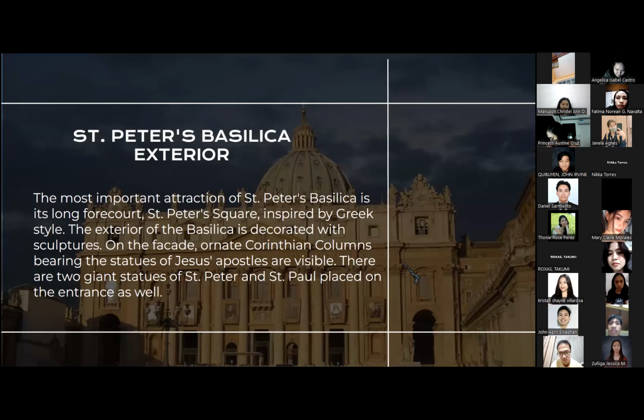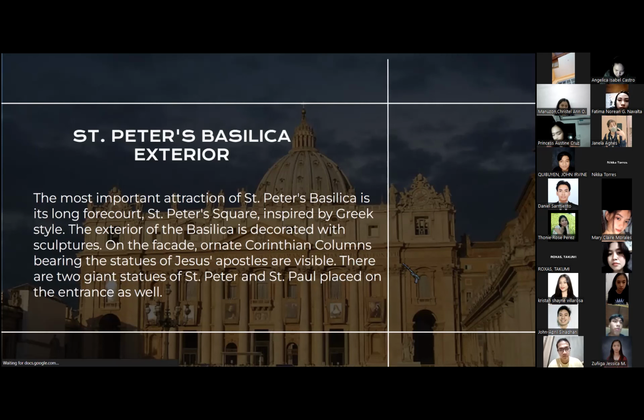St. Peter's Basilica exterior. The most important attraction of St. Peter's Basilica is its long forecourt, St. Peter's Square, inspired by Greek style. The exterior of the basilica is decorated with sculptures. On the facade, ornate Corinthian columns bearing the statues of Jesus' apostles are visible. There are two giant statues of St. Peter and St. Paul placed on the entrance as well.